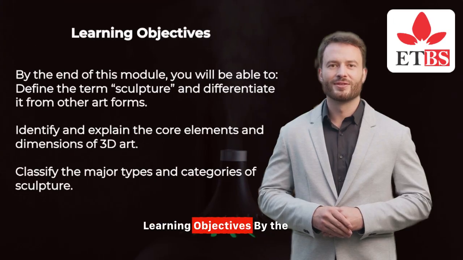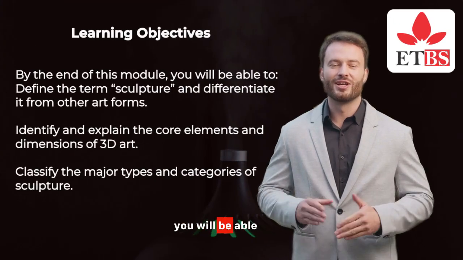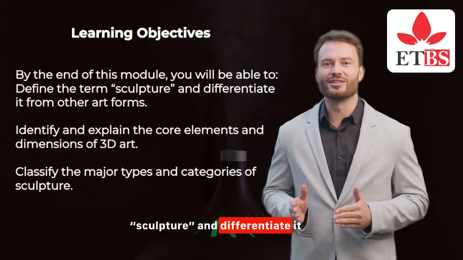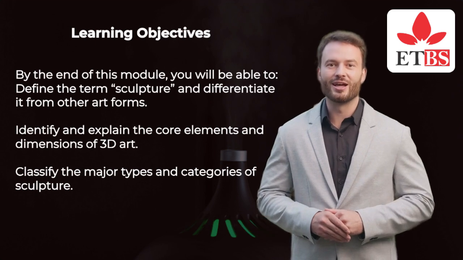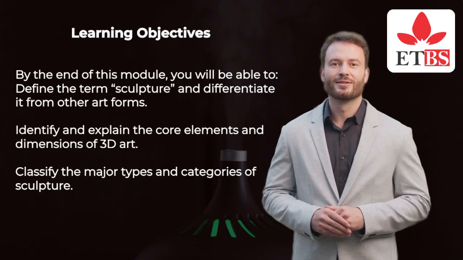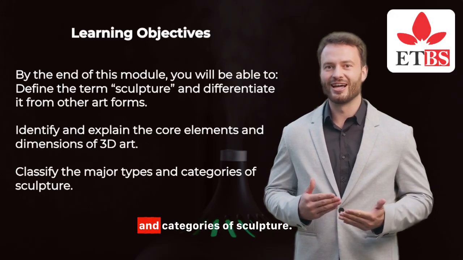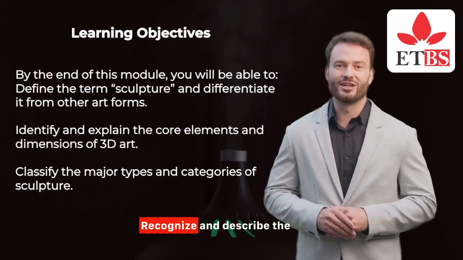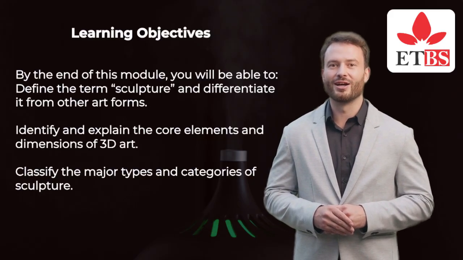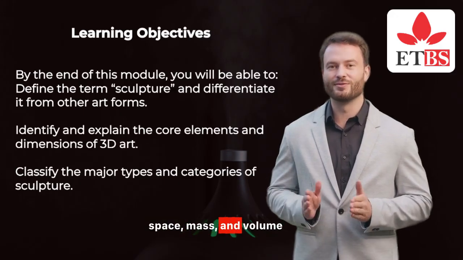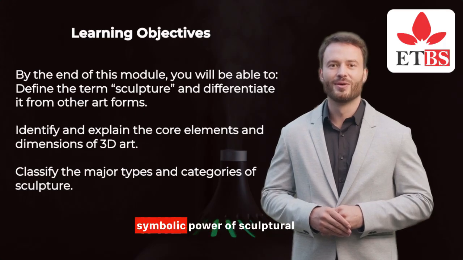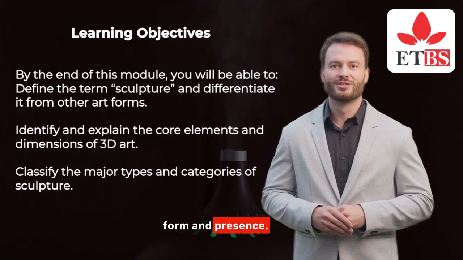Learning objectives. By the end of this module, you will be able to: define the term sculpture and differentiate it from other art forms. Identify and explain the core elements and dimensions of 3D art. Classify the major types and categories of sculpture. Recognize and describe the historical and cultural importance of sculptural works. Understand the role of space, mass, and volume in sculptural composition. Analyze the emotional and symbolic power of sculptural form and presence.